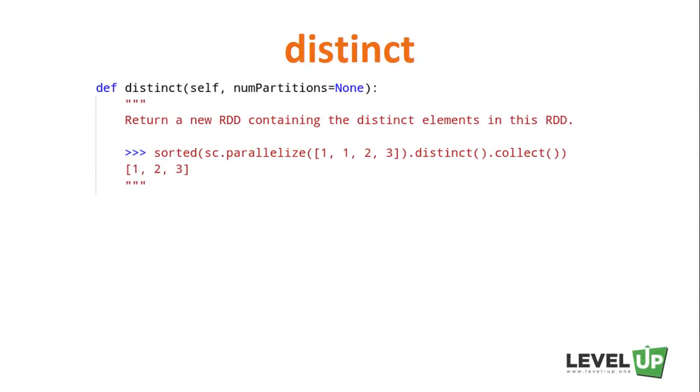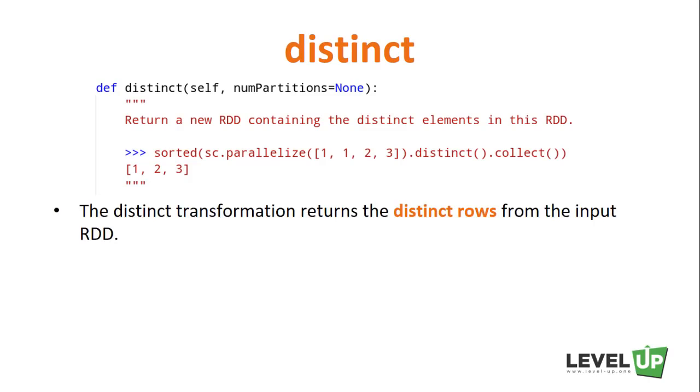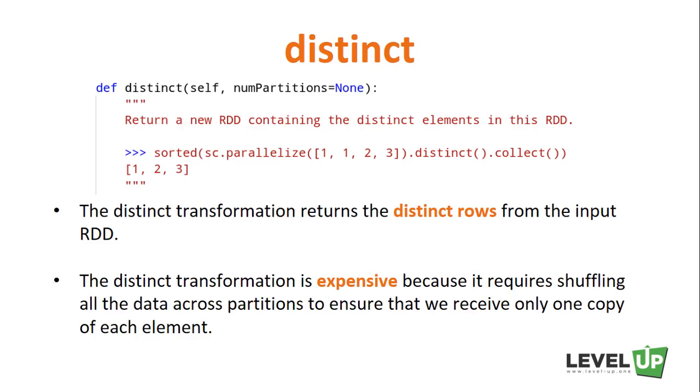Next, we'll talk about the distinct operation. The set property which is often missing from the RDDs is the uniqueness of elements, as our RDDs often have duplicates. The distinct transformation would just return the distinct rows from the input RDD. Keep in mind that the distinct operation is quite expensive because it requires shuffling all the data across partitions to ensure that we receive only one copy of each element. You should avoid using distinct operation if deduplication is not necessary for your Spark workflow.